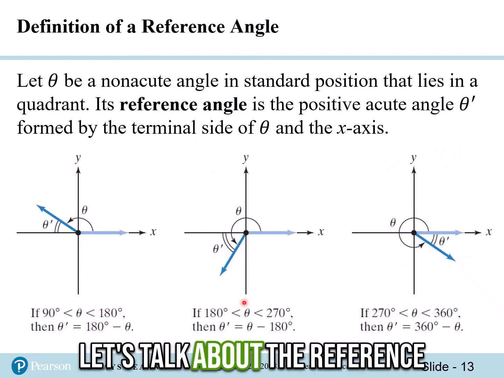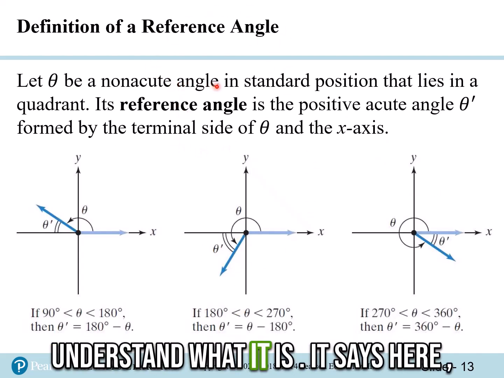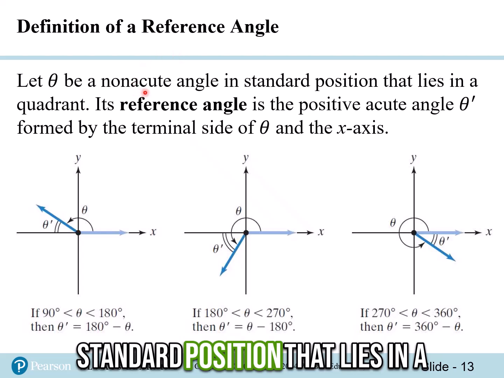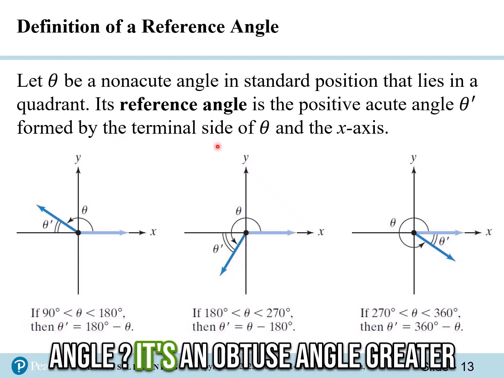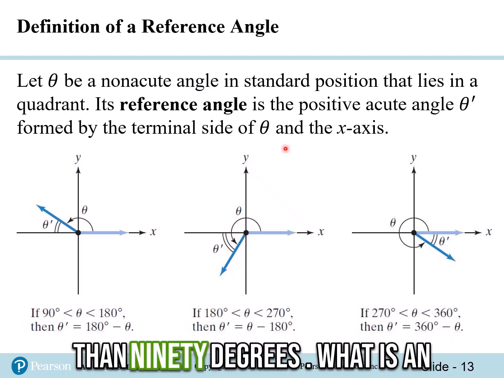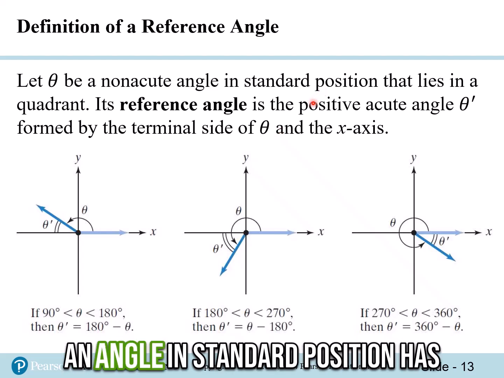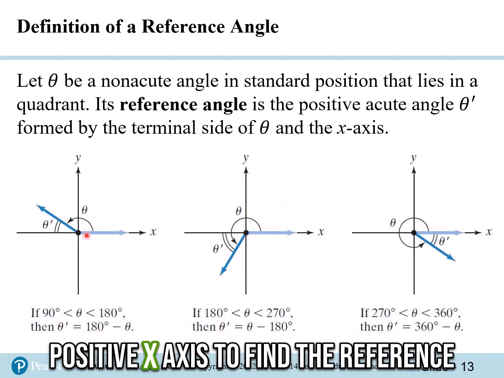Let's talk about the reference angle at this point and try to understand what it is. It says here, let theta be a non-acute angle in standard position that lies in a quadrant. What is a non-acute angle? It's an obtuse angle greater than 90 degrees. What is an angle in standard position? An angle in standard position has the initial side resting along the positive x-axis.